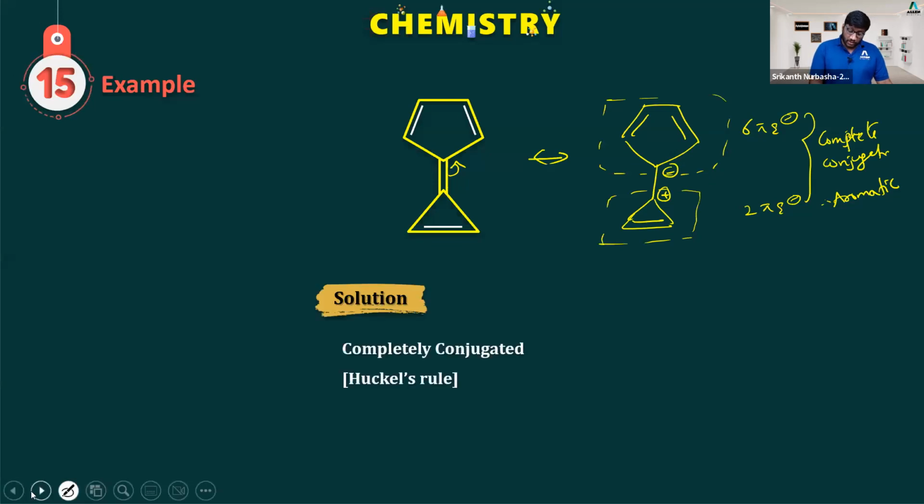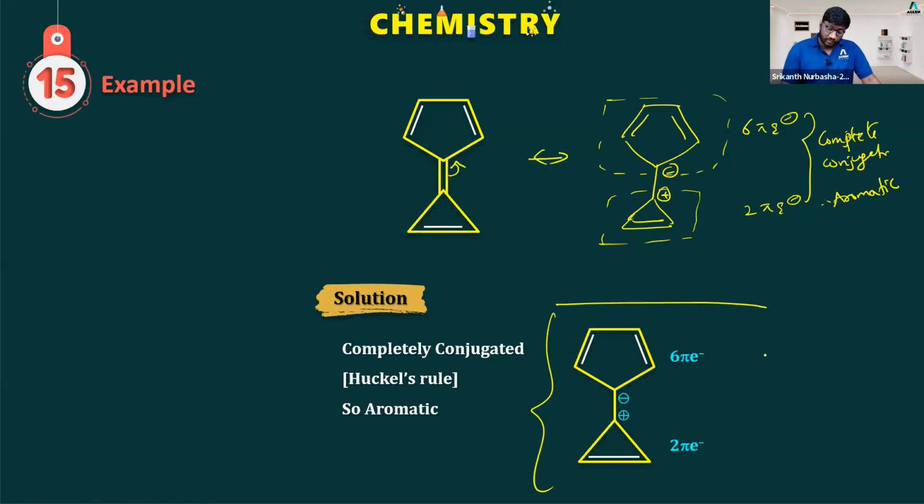Complete conjugation, Huckel's rule satisfied. So aromatic, and this is how you have to write the structures. The same structure we have written, right? 6 pi electrons, 2 pi electrons, complete conjugation, aromatic nature, and planarity is also satisfied.